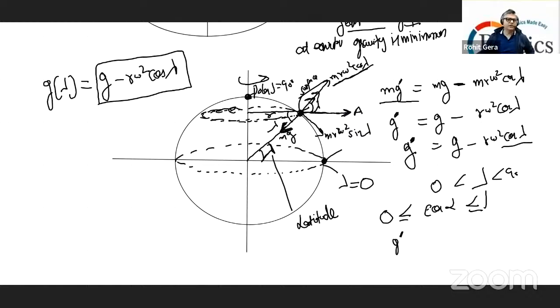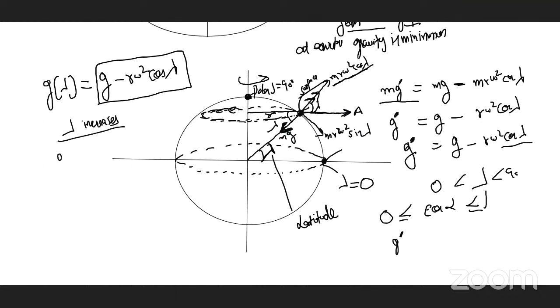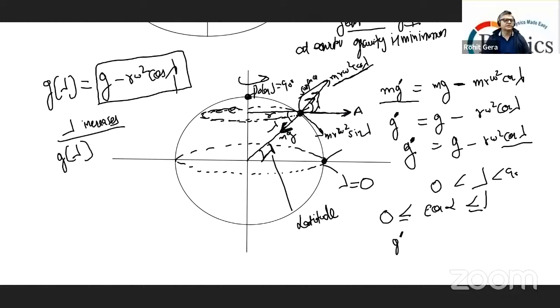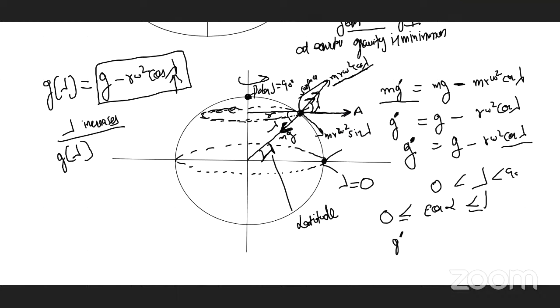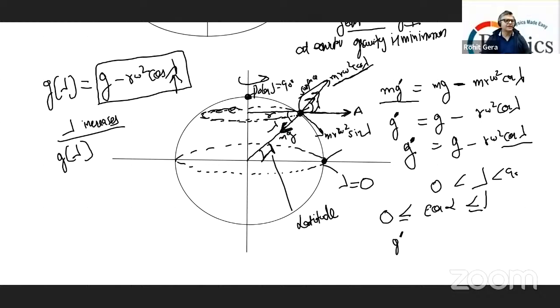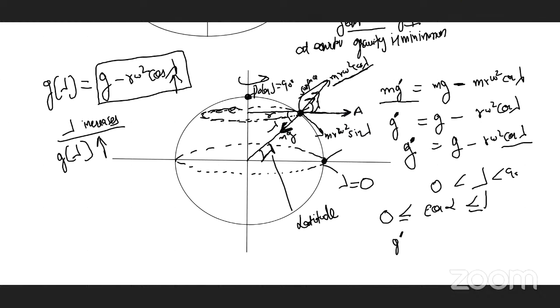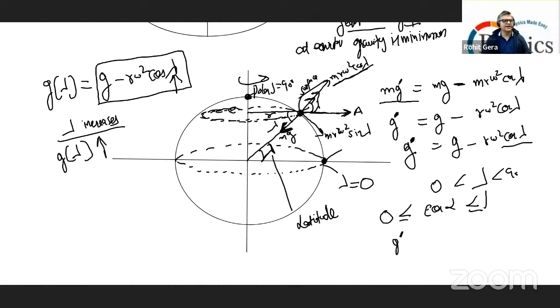So can you make out that if lambda increases, if the angle increases, what will happen to g? If lambda increases, what happens? Cos lambda decreases. So g minus a smaller quantity, so g lambda increases. So if lambda is higher, g lambda goes up, increases.